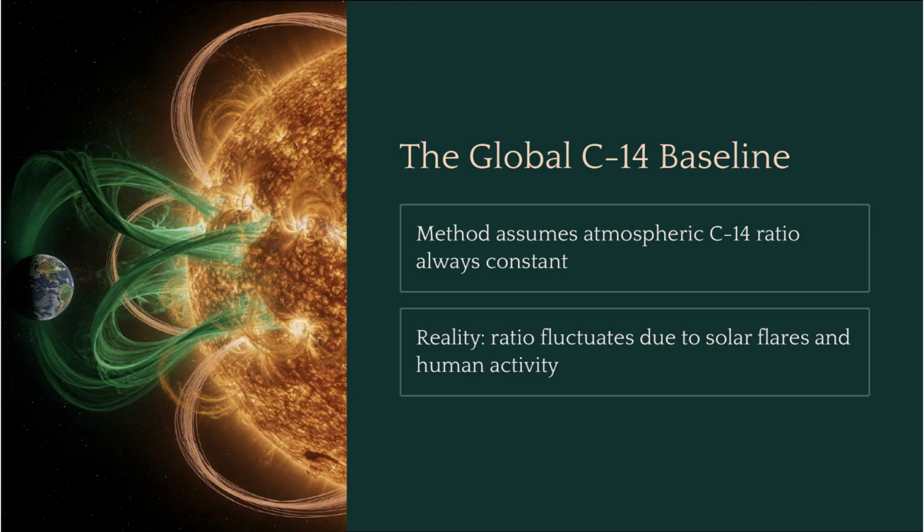The science assumes a global carbon-14 baseline. The method fundamentally assumes the atmospheric carbon-14 ratio is always constant. However, in reality, this ratio fluctuates due to phenomena like solar flares and human activity, meaning the starting line of the clock has shifted over time.